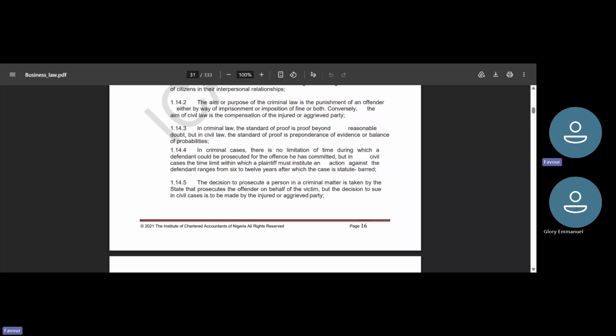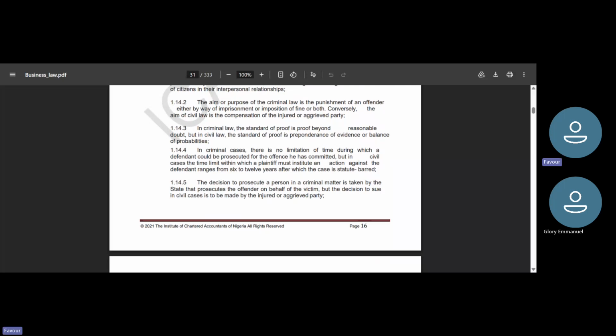Then the next difference is that the decision to prosecute a person in a criminal matter is taken by the state, which prosecutes the offender on behalf of the victim. But in civil cases, it is made by the aggrieved or injured party. So this is what it means. When you hear a case like the state versus so-and-so, you will know that, oh, this is criminal law, because the state prosecutes the person on behalf of the victim.